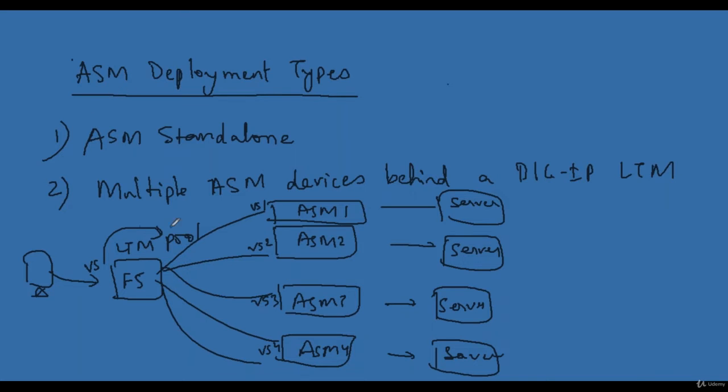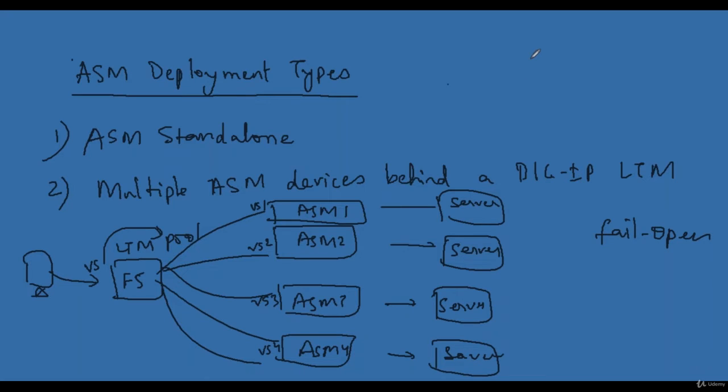By using LTM in front of these ASM devices, the ASM basically operates in fail open mode. If at least one of the ASM devices is available, the BIG-IP LTM will be able to send the traffic to the backend servers. And it is very unlikely that all of the ASM devices go down at a single point in time.